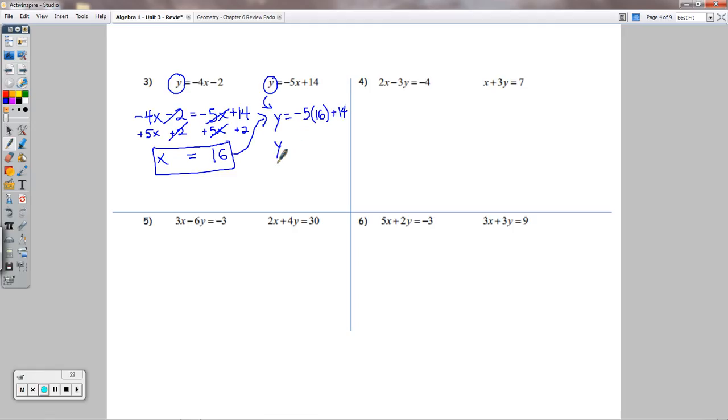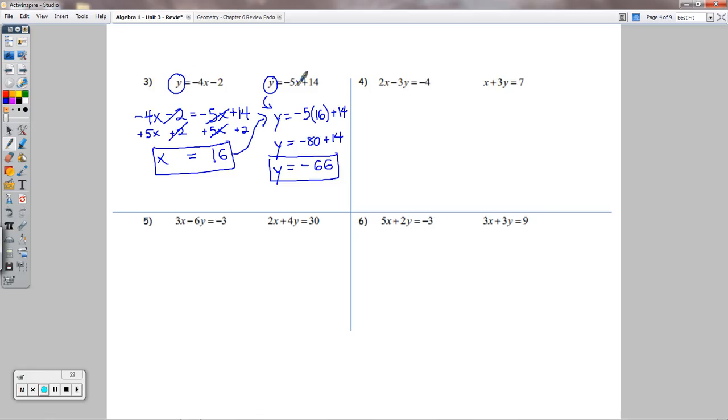This would be y equals, this would be negative 80 plus 14, and that would be y equals negative 66. Good idea to check your answers. I'm not going to do that here, at least writing it out, but take these values, plug them back in, and see if they actually work. This would be negative 64 minus 2, that's negative 66.